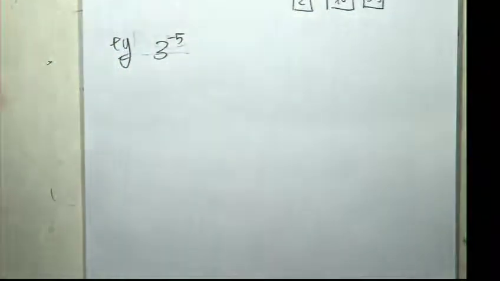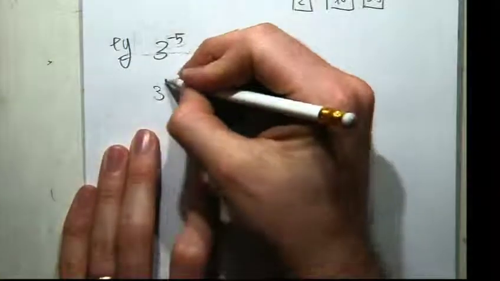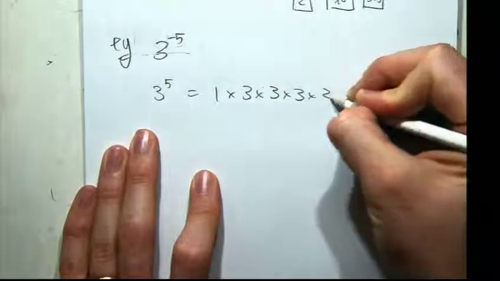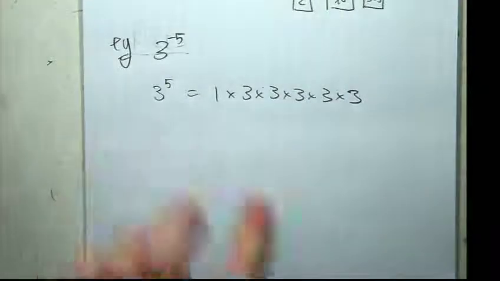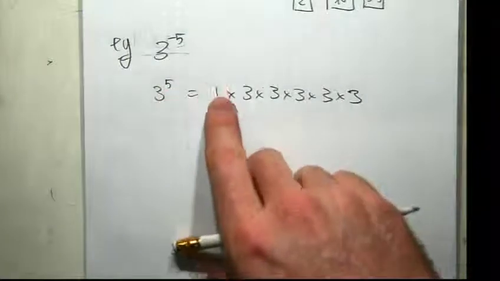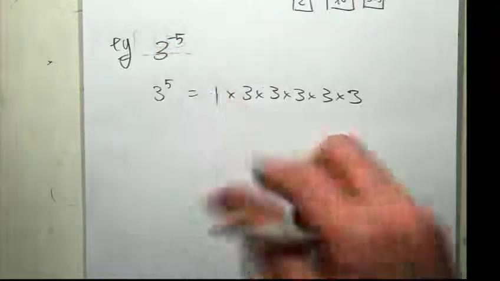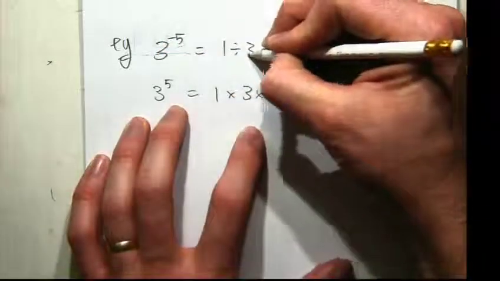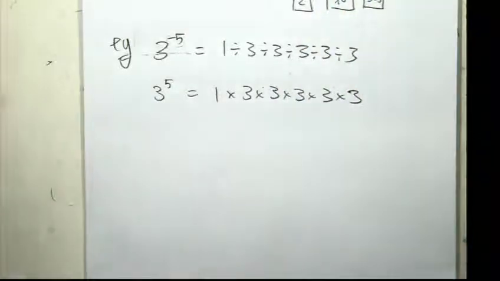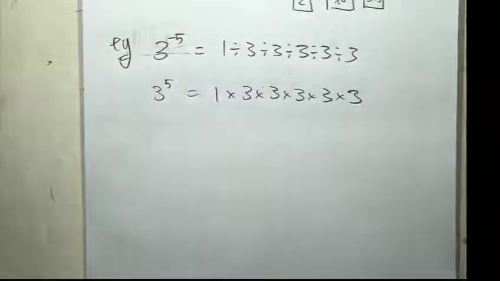If there was a plus 5 up there, that would mean 1 times 3 times 3 times 3 times 3 times 3. Okay, so let me write that down. 1 to the plus 5: 1, 2, 3, 4, 5. But a negative power, in the same way that the plus 5 up there corresponds to multiplication, the minus sign up there corresponds to division. So it means start at 1 and divide by 3 5 times. That's what a negative power means.